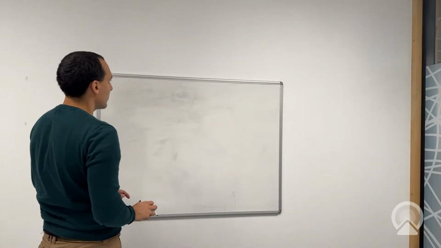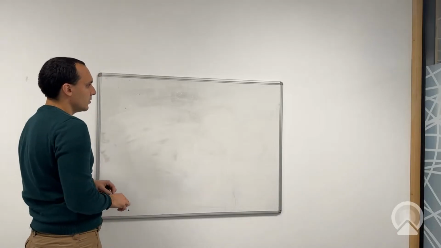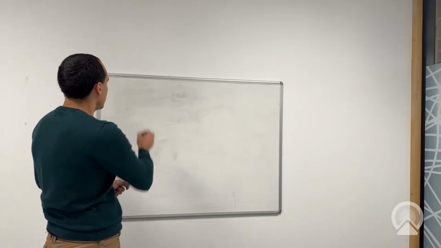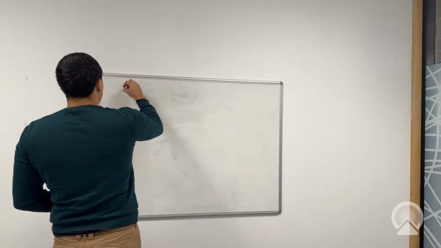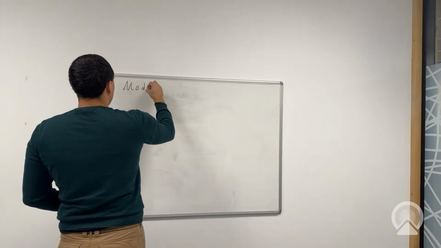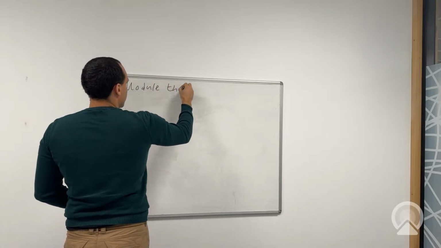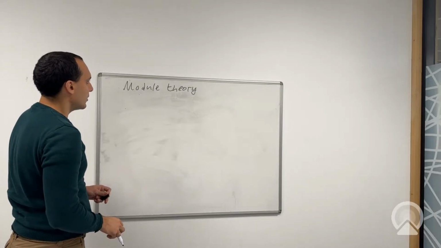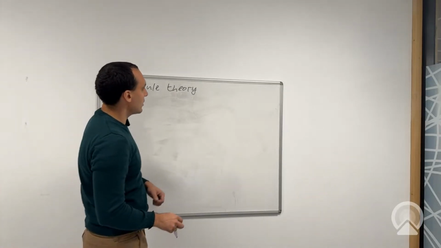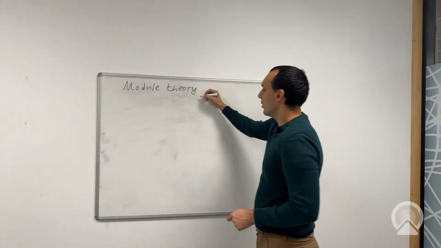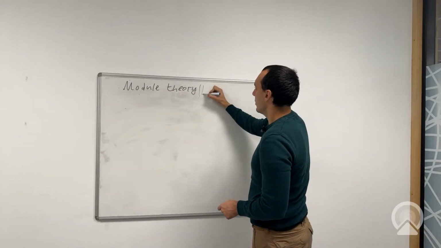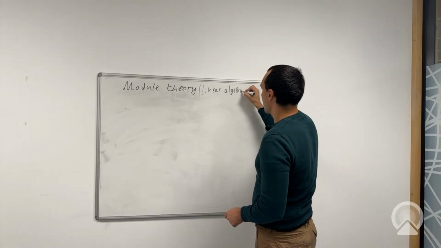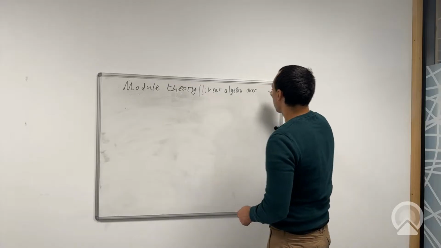So now I'm going to start one of the big topics of this course, and the big topic in algebra is module theory. Module theory is the theory of linear algebra over rings. So it's a generalization of standard linear algebra, which is over fields. So this is linear algebra over rings.